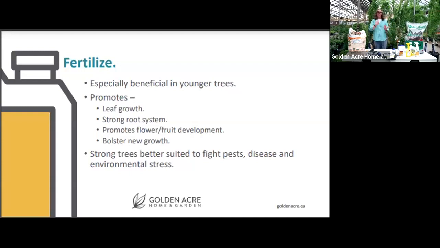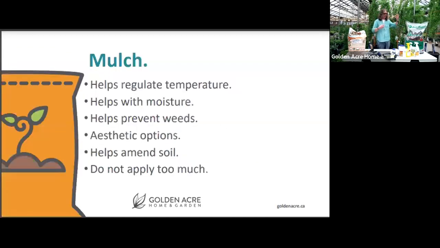Mulching, okay? Mulch is amazing for trees. It really is. We put it down. We can use cedar mulch. We can use colored mulch, shredded mulch. It helps protect those roots. It allows moisture in, but then it traps moisture in so the sun isn't stealing it all. It can be aesthetic, like I said, the fragrance of cedar, or the bright color of the red.